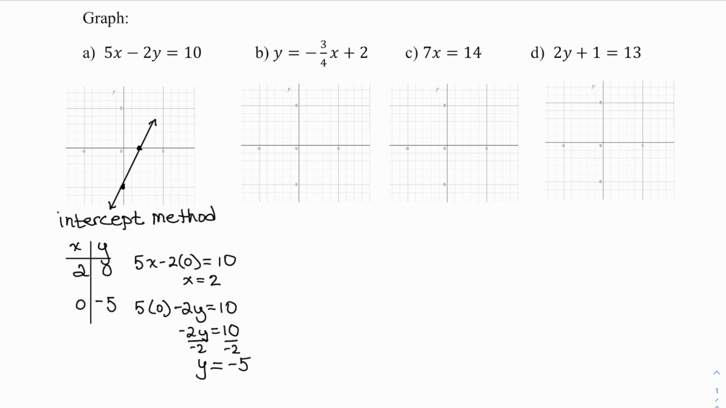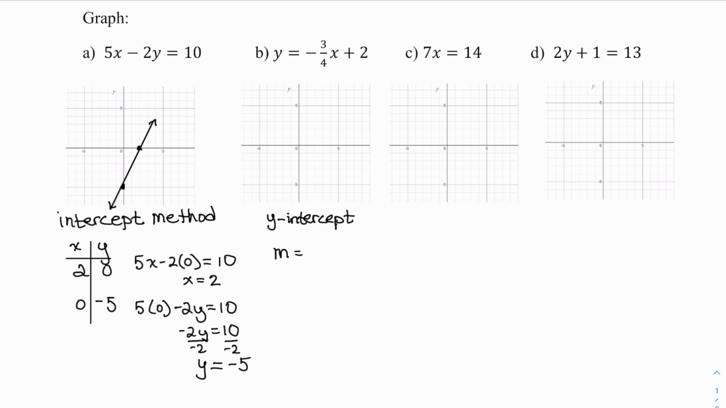Next up is to graph y equals negative 3/4 x plus 2. So here the y is on the side by itself, and I have my coefficient times x and then a constant. So this is written in slope-intercept form. Here then, since it's in slope-intercept form, it will be the easiest to graph this by plotting the y-intercept and then from there count out the slope with your rise over run.